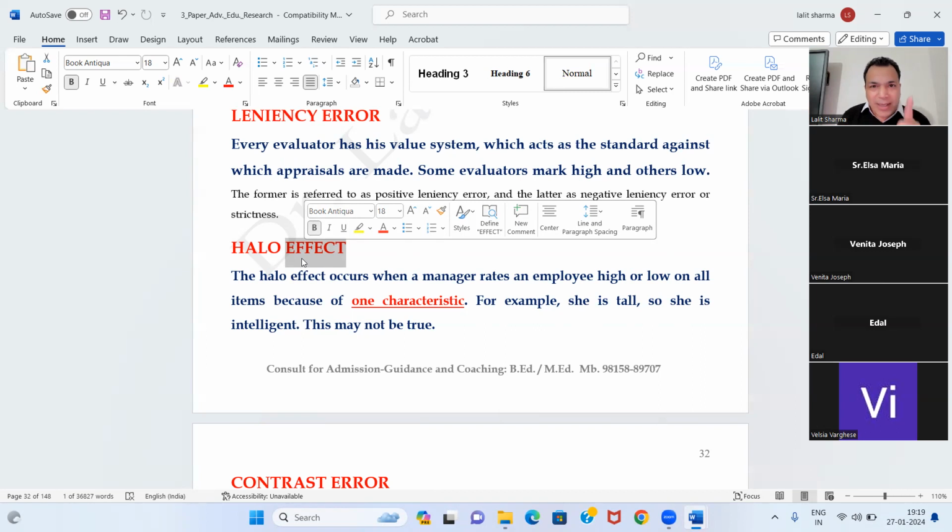Being a teacher, practically you have to give marks according to the paper. But because of some characteristics, he or she has influenced you, and you have given marks that were not according to the test you conducted. So this is called the halo effect. So this error comes in, basically.